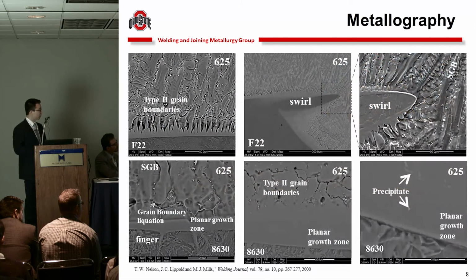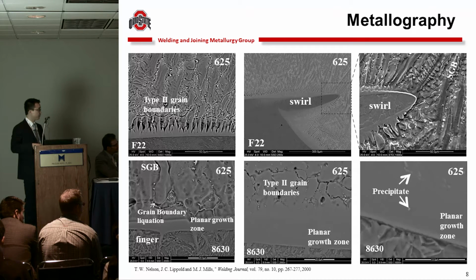Next, the SEM backscattering image reveals more detailed microstructure near the interface. Here's the type 2 grain boundary I just mentioned. There's a swirl structure, and we can also find some solidification grain boundaries. For the 8630-625 dissimilar metal weld, we can also find some finger structure. It's the penetration of the filler metal into the base metal, and some nitration effect along the type 2 grain boundaries.